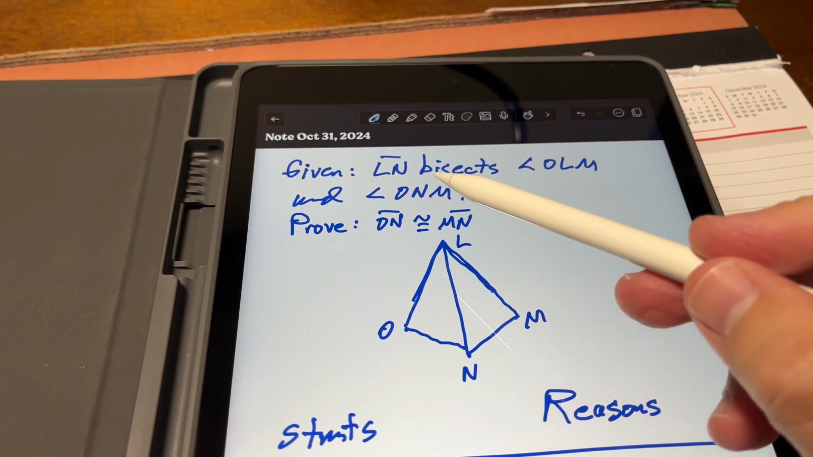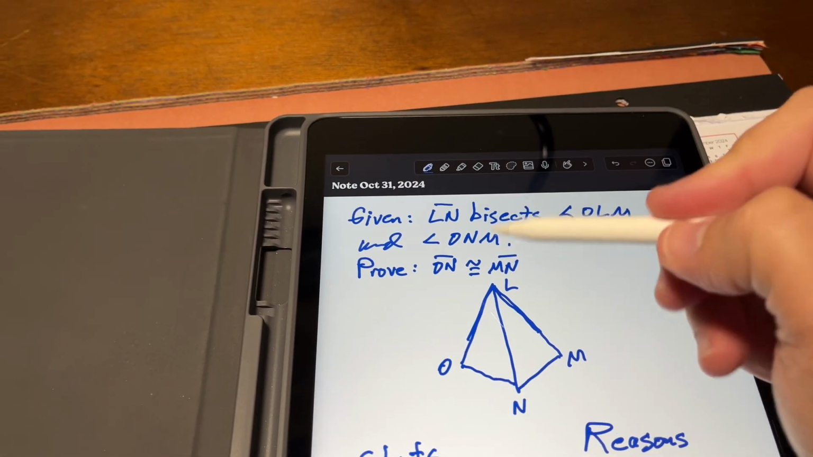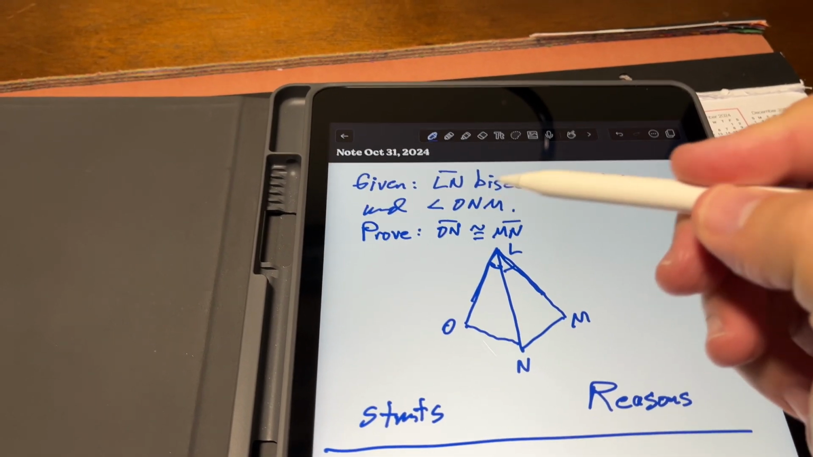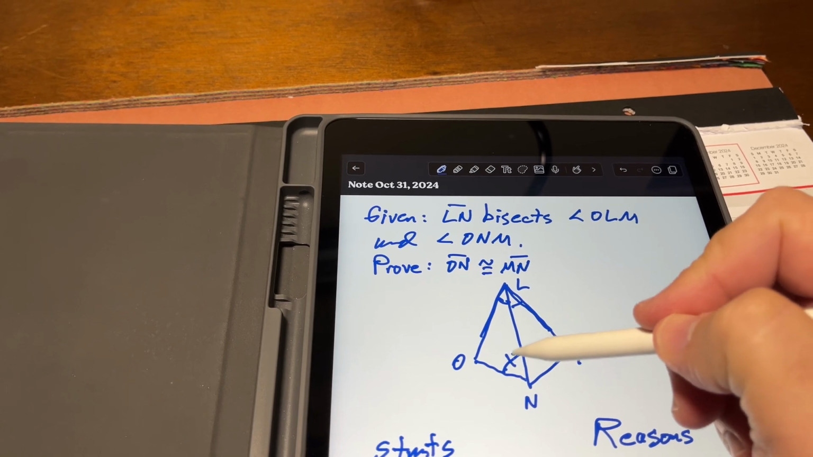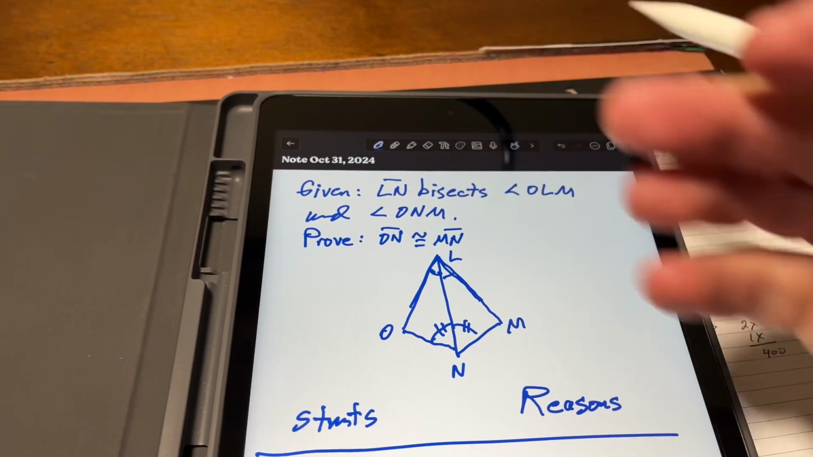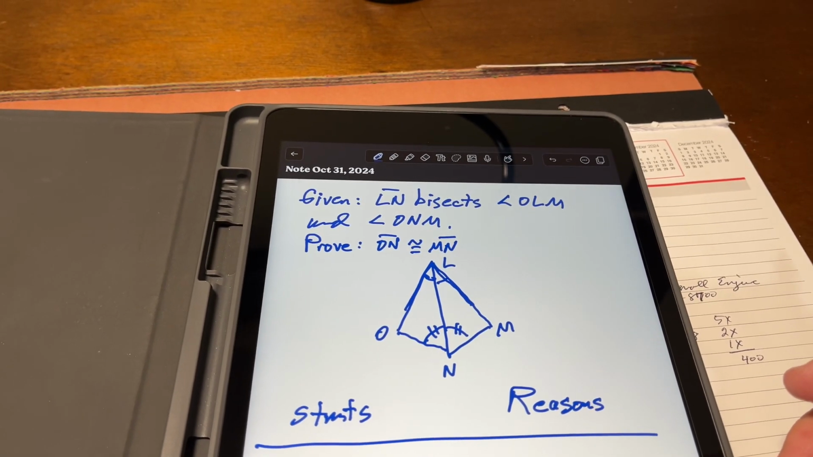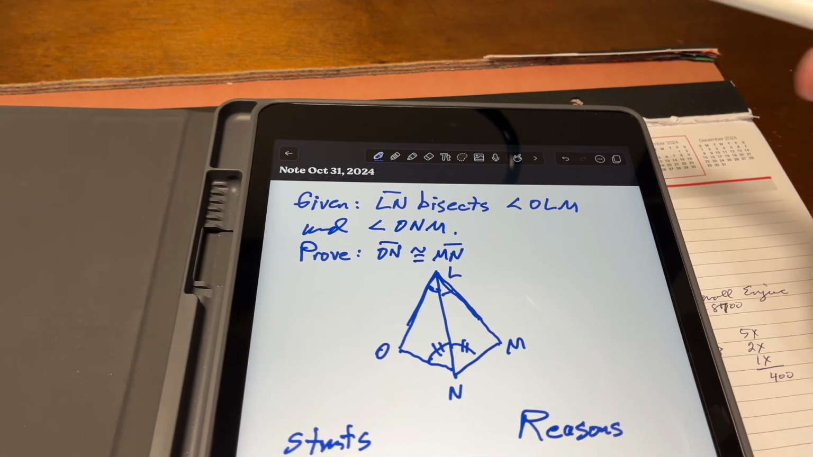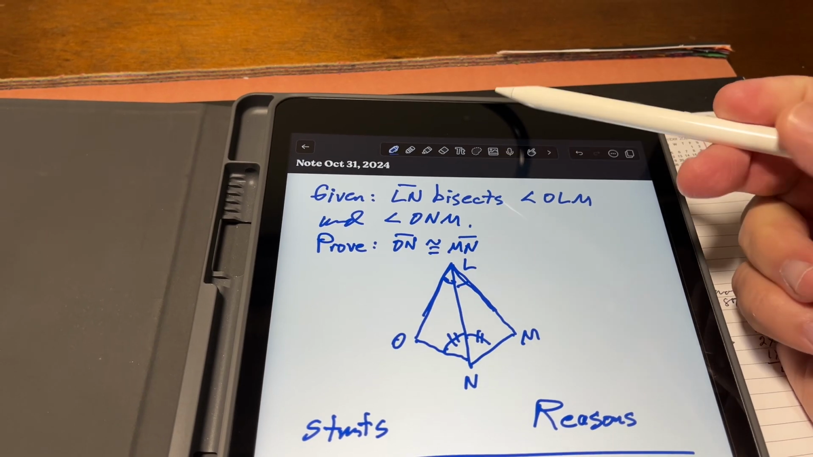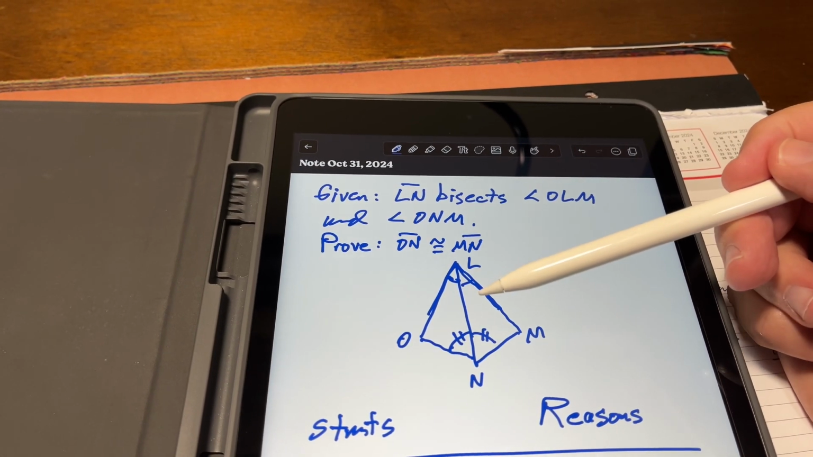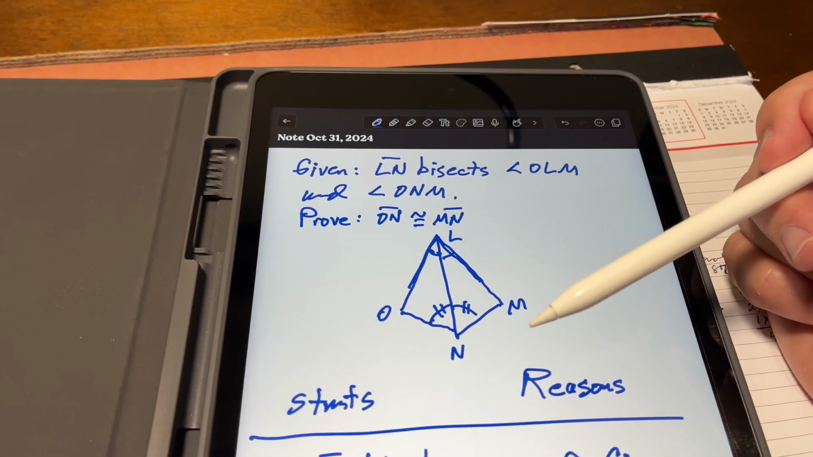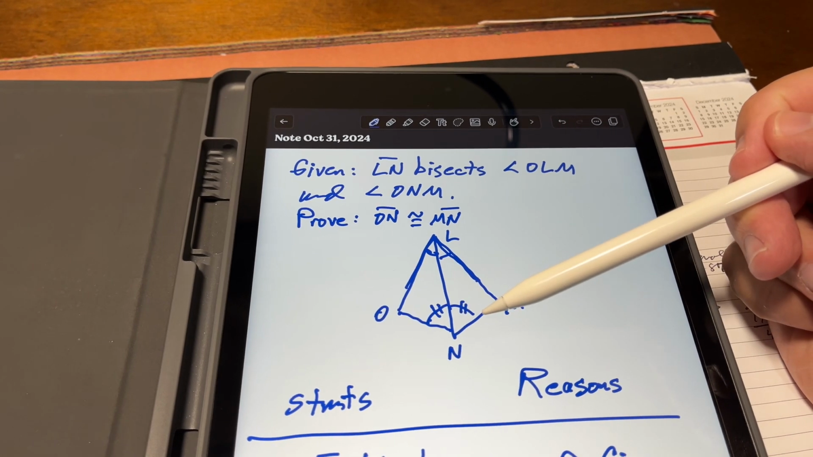Now up here, the fact that LN bisects this angle means that this angle is the same as that angle. And the fact that it bisects that angle means that this angle here is the same as that angle there. So we already have a lot of information here. So you really need to begin to think about strategy. So in the light of the fact that I have two angles that are congruent, really, I only need a little bit of other information to show that these two triangles are congruent. And if the two triangles are congruent, then certainly this segment would be congruent to that segment.